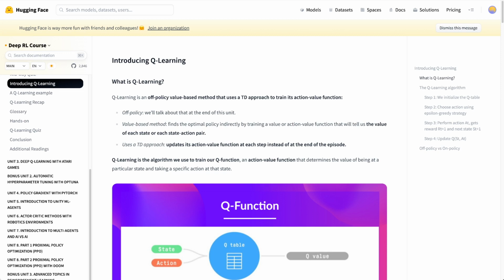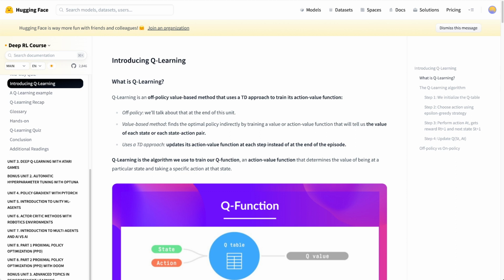All right. Hey there. This is Unit 2, Introducing Q-Learning. This is what they've referenced a lot, and we finally get to learn it. What is Q-Learning? Q-Learning is an off-policy, value-based method that uses a TD approach to train its action-value function. A lot of words there. Off-policy, we'll talk about that at the end of the unit.